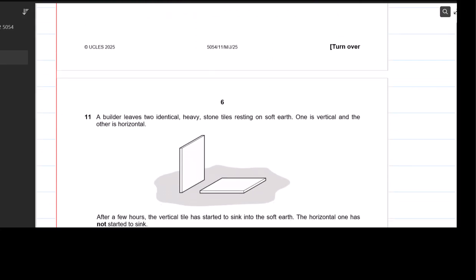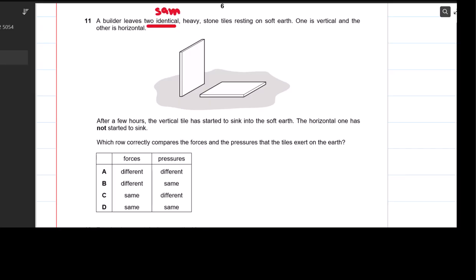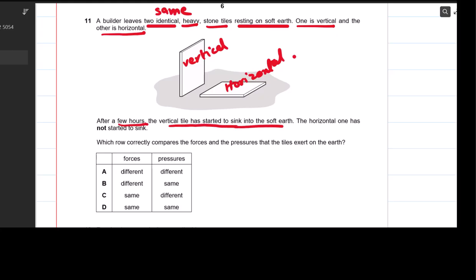Moving to question 11. A builder leaves two identical, meaning same, heavy stone tiles resting on soft earth. One is vertical and the other is horizontal. This is in a vertical standing position and this is horizontal. After a few hours, the vertical tile has started to sink into the soft earth. The horizontal one has not started to sink.